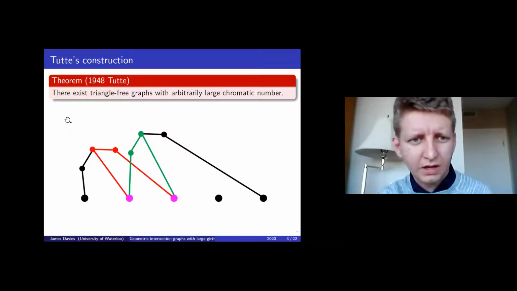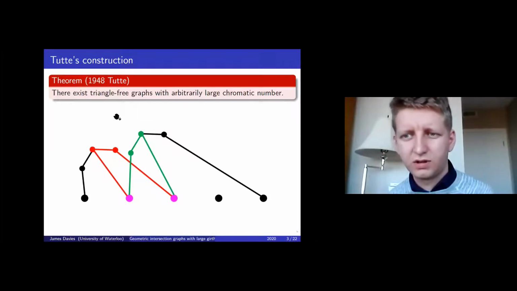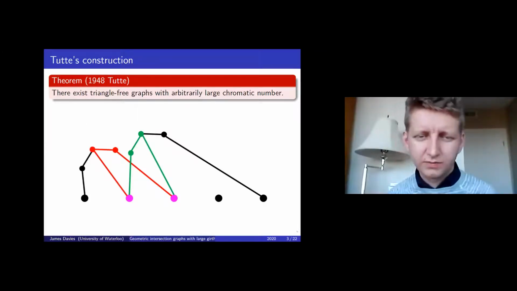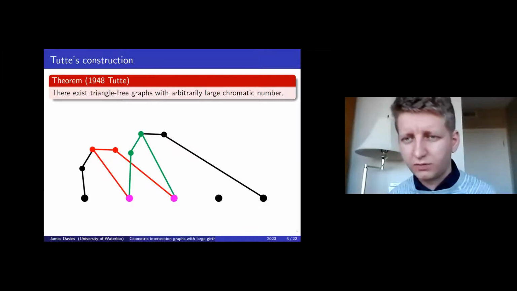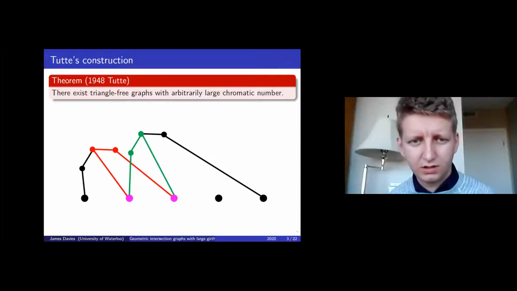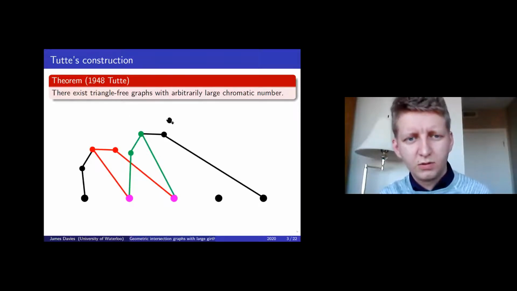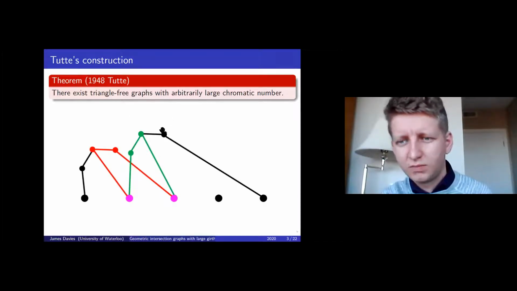So actually Tutte's construction is better than this triangle-free case. If you start off with a graph of girth at least 6, then you maintain that you have girth at least 6. By girth, I just mean the length of the shortest cycle. So with this, we can not just avoid triangles, but we can also avoid 4 and 5 cycles.